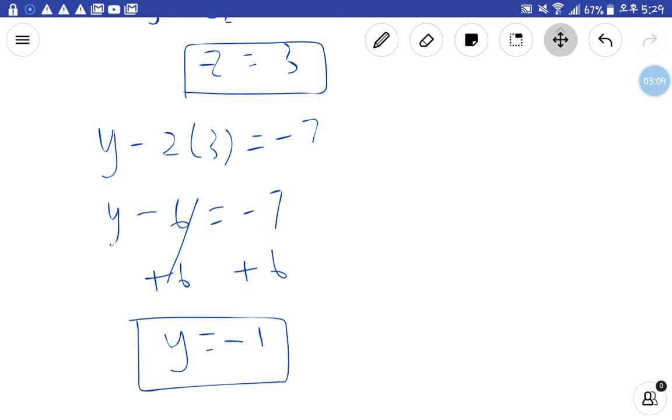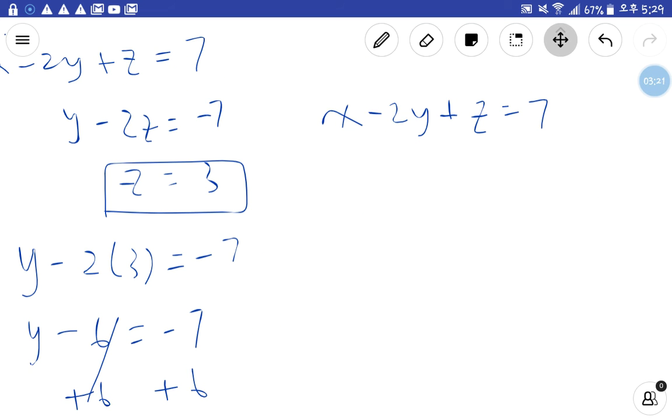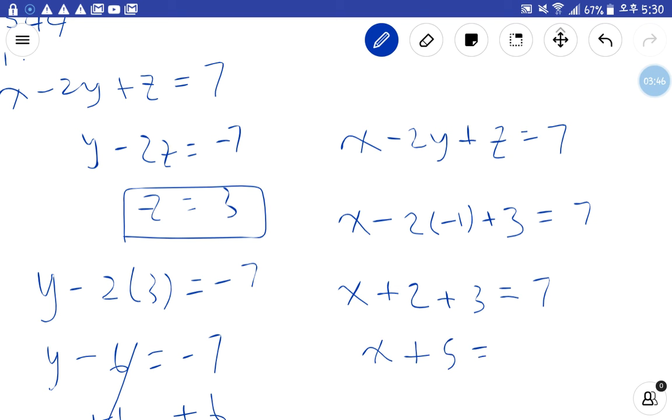Okay, so I got my value z as 3 and y as negative 1. Then how can I get my x? It's easy. You go back to the original equation: x minus 2y plus z equals 7. It's time to use this equation. I already know the values. Plug negative 1 for y and 3 for z: x plus 2 plus 3 equals 7. x plus 5 equals 7. Then my x equals 2.